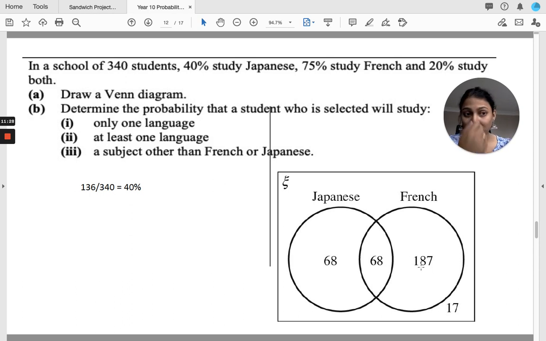So the way Venn diagrams work is you always start from the intersection area, and you know the total of each component inside this entire sample space, subtract it, and you will get these individual circle values. And now, a subject other than French or Japanese. Once you have these three numbers, add them together and subtract from 340. So 17 students are not taking any of these subjects, Japanese or French. That number should be written outside your circles, but right here within this rectangle. So that's how you finish off your Venn diagram.